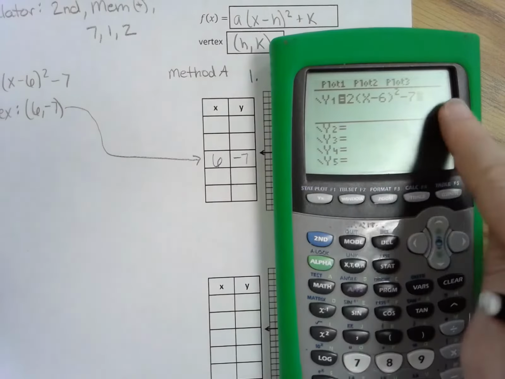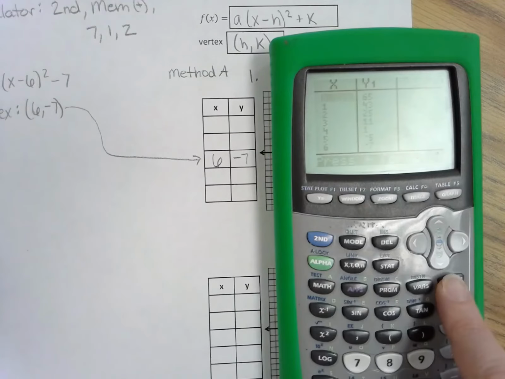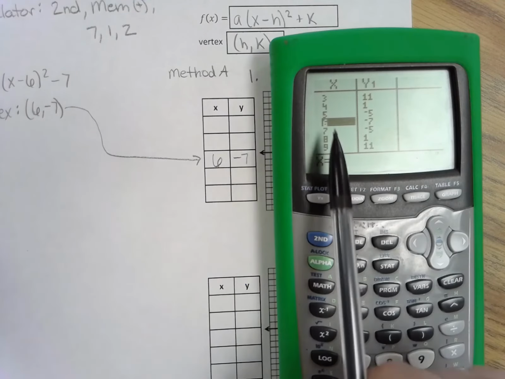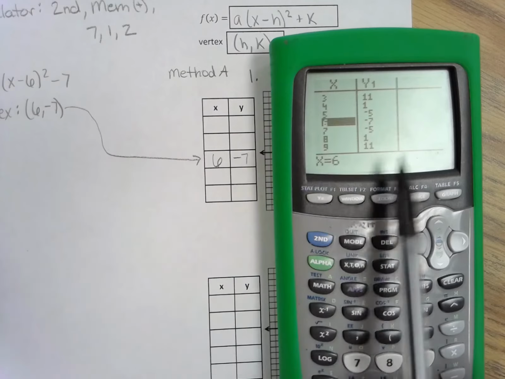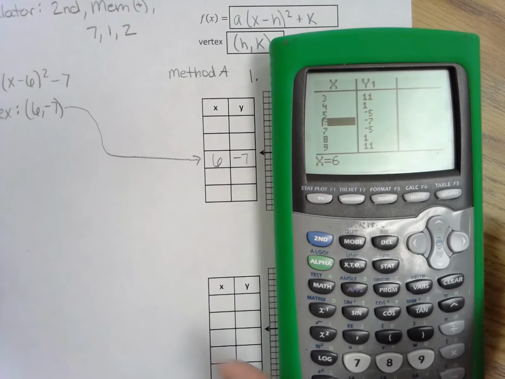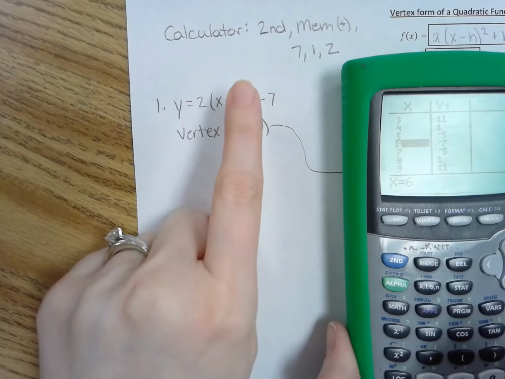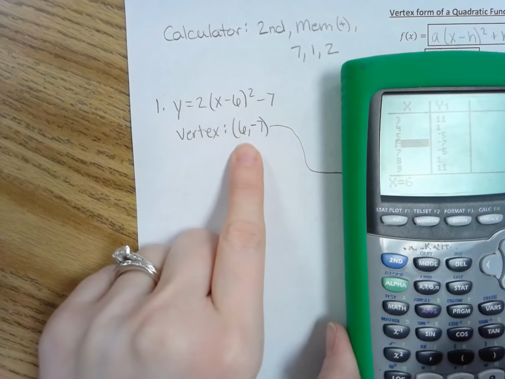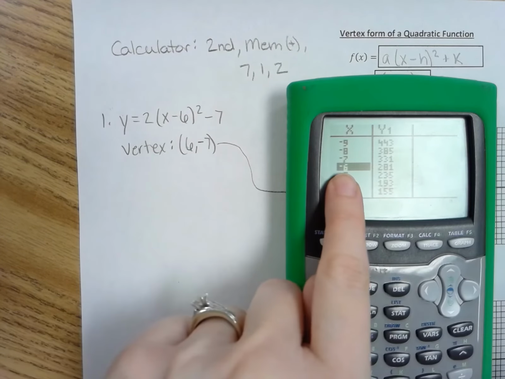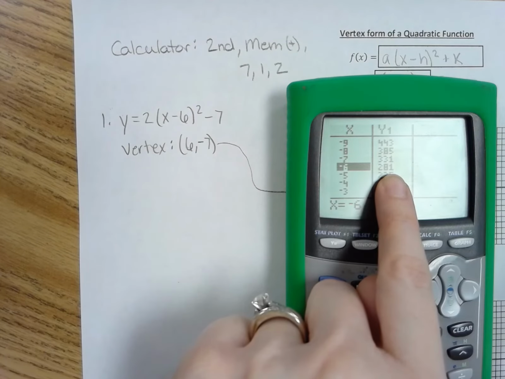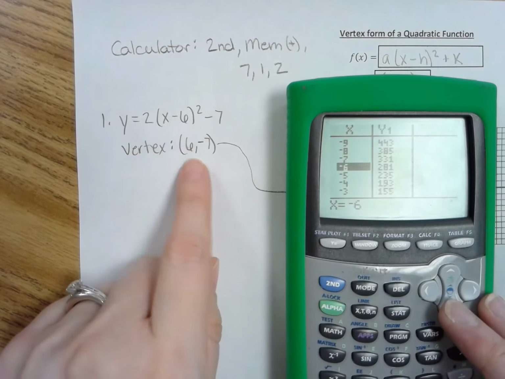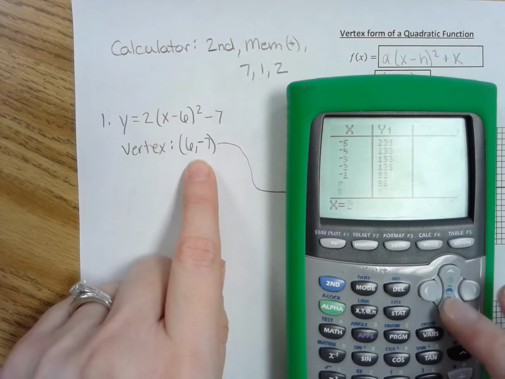So once you have your function in y equals, do second table and scroll up and down and see where you can find the 6, negative 7. This is always a good time to do a self-check. If you're not finding 6, negative 7, maybe accidentally you took the exact h value that you see and you wrote down negative 6. Well, if we scroll to negative 6, let's look at that. If we scroll to negative 6, we don't see negative 7 as our y value. So this is a good self-check using the calculator from the start. Did you name the vertex correctly?